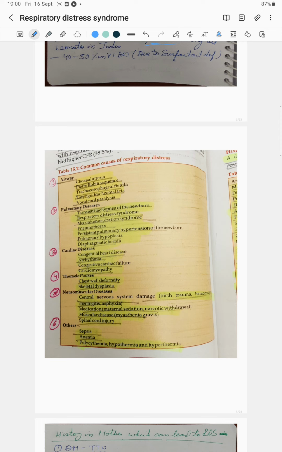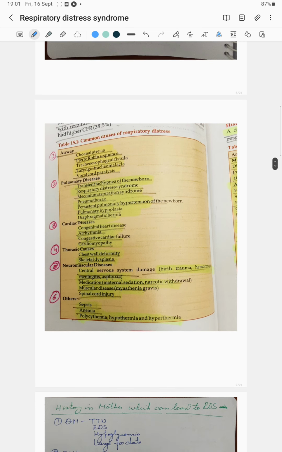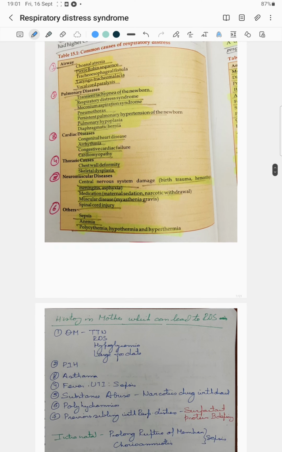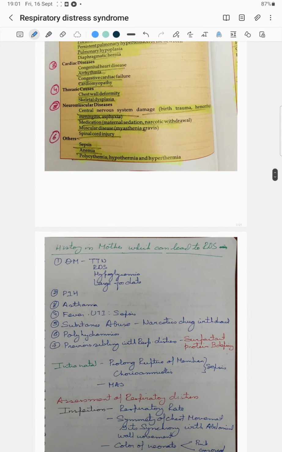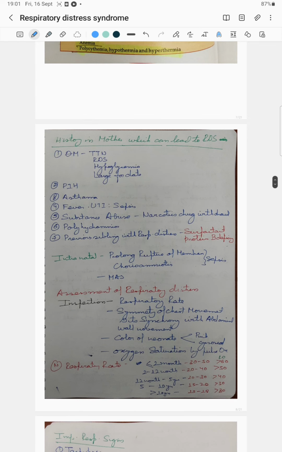Some are due to airway disorders like choanal atresia, laryngotracheomalacia. These are causes of respiratory distress. Other causes can be pulmonary disease like TTN, respiratory distress syndrome, meconium aspiration syndrome, pneumothorax. I will be teaching all these features separately. Cardiac disease like congenital heart disease, arrhythmias can also lead to respiratory distress. Sepsis, anemia, polycythemia, all these can also lead to respiratory distress.